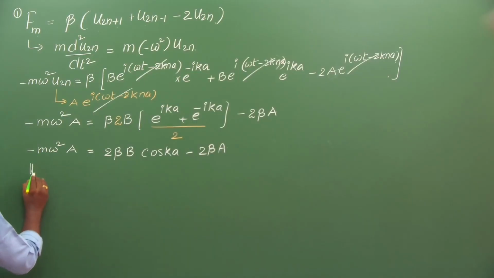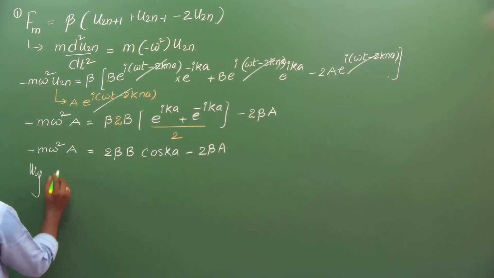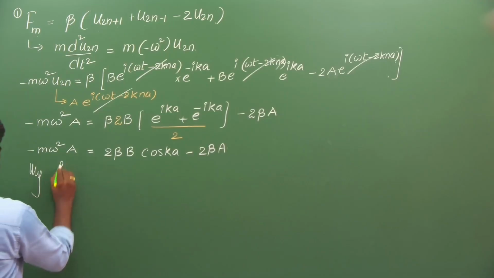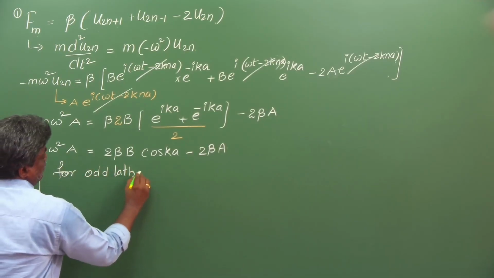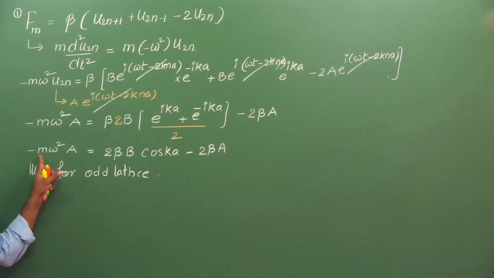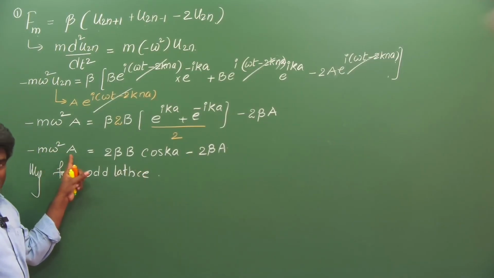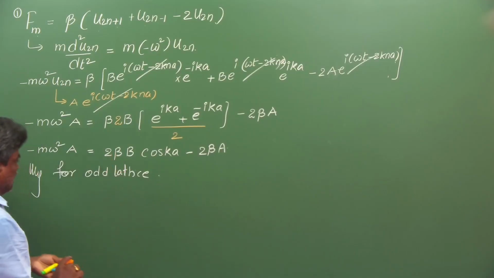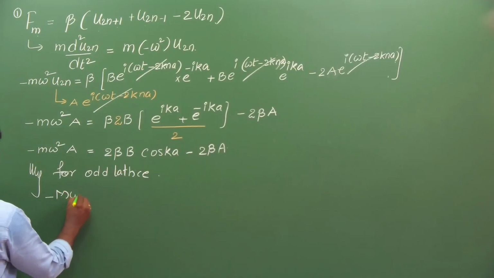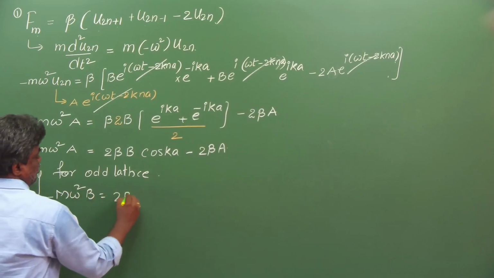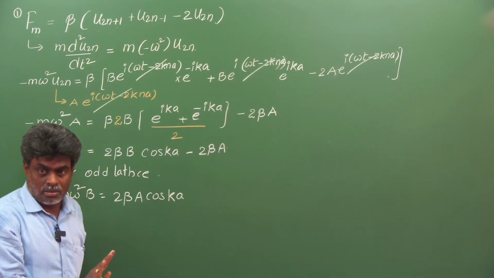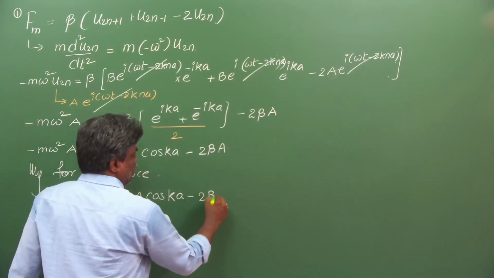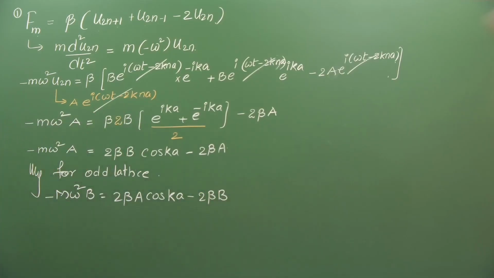Now you need not do the next one. So similarly for odd lattice points, simple. In the place of small m you will get capital M. In the place of A you will get B. In the place of B you will get A. Nothing else. Come on, start. That is small a. Minus 2 beta. That's it. So these are the two equations.